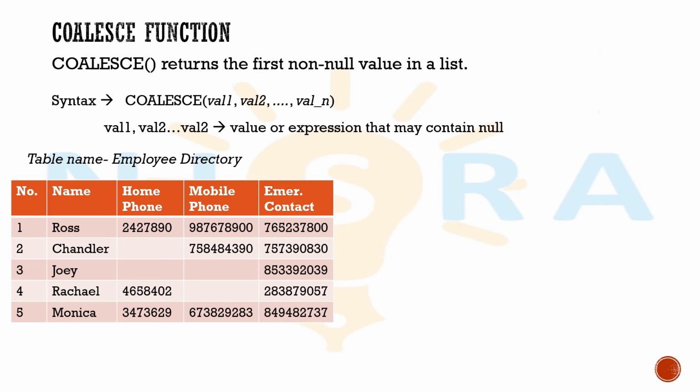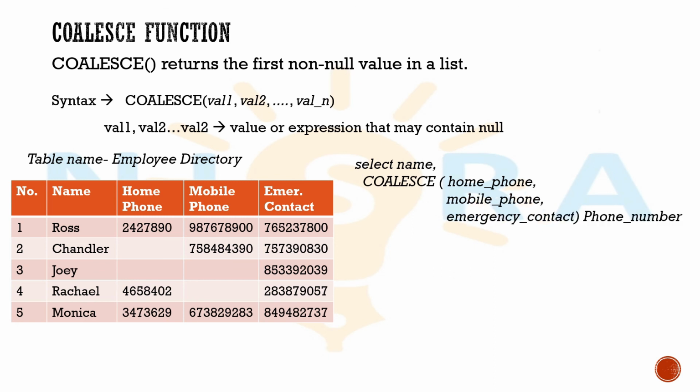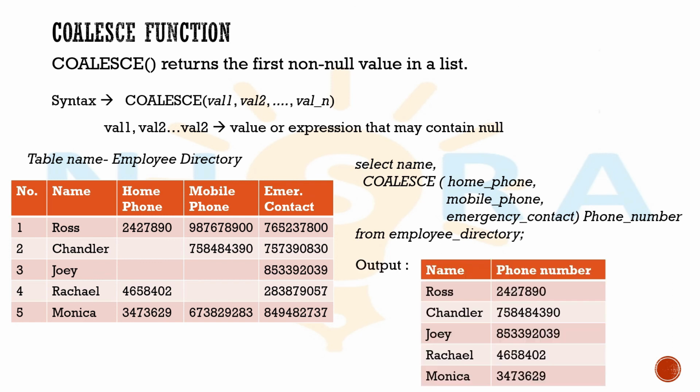We can write a query like select name, COALESCE of home phone, mobile phone, emergency contact from employee directory. The output will give us the first non-null value in all three columns. So the output will show Ross's home number, Chandler's mobile phone, Joey's emergency contact, Rachel's home phone number, and Monica's home phone number. This is how the COALESCE function will work. Hope this example helps you understand how this function can be used in real time.